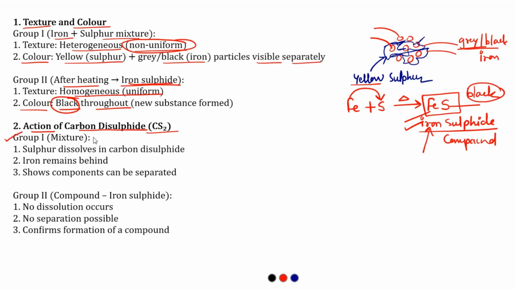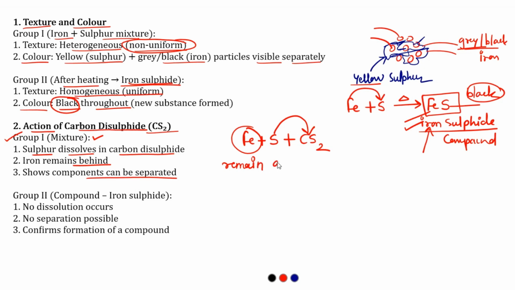In group 1, that is called mixture of iron filings and sulfur powder. Sulfur dissolves in carbon disulfide, iron remains behind, which shows components can be separated. Very simple. So what we did, we took the mixture of iron filings and sulfur powder, and in this we have added CS2, carbon disulfide. Now see what happens when we mix this all, sulfur will dissolve in this carbon disulfide, but iron will remain safe. It will remain as it is.